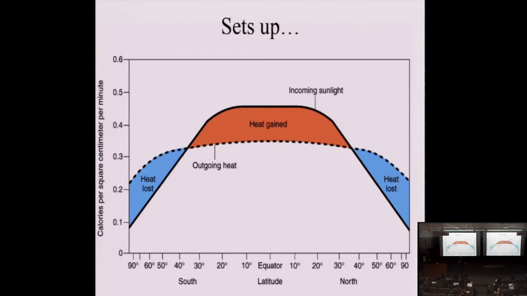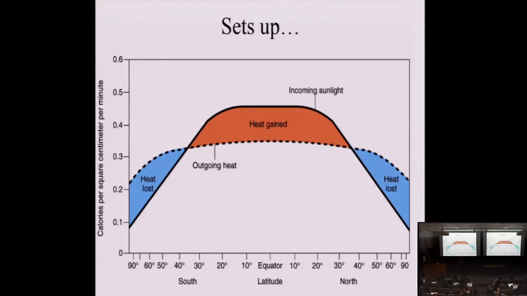Now we look at the dashed line, and that dashed line is outgoing energy. So energy that's re-radiated back out into space. And what you see is it's essentially a subdued replica of the incoming sunlight, right? So it does the same thing, only the high's not as high, the low's not as low. The heat lost back out into space at the equatorial region from about 30 degrees north to 30 degrees south latitude is about 0.3 calories per square centimeter per minute.